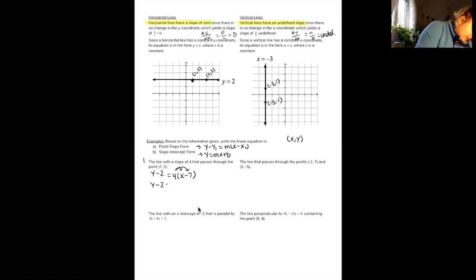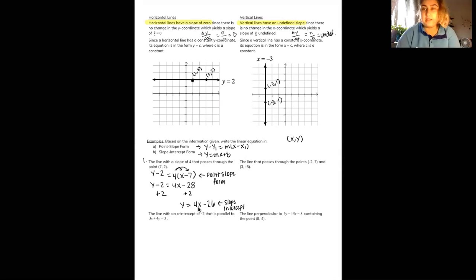So I get y minus 2 equals 4x minus 28. I'm going to add 2 to both sides. So my line in point slope form is this, and my line in slope intercept form is this. But they mean the same thing, right? They are the same line, they are just written differently.